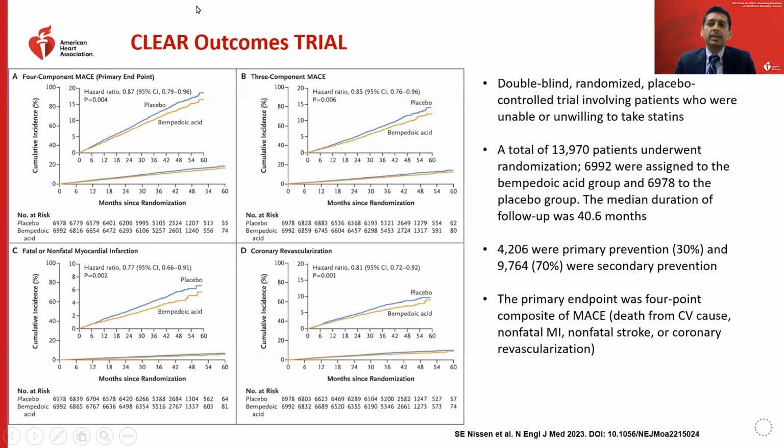This was a double-blind, randomized, placebo-controlled trial involving patients who were unable or unwilling to take statins due to statin intolerance. There was a total of about 14,000 patients who underwent randomization, about 7,000 assigned to bempedoic acid, and another about 7,000 assigned to placebo, with a median follow-up of about 40.6 months. About 4,000 patients were in the primary prevention setting, so they've not had an event, and most of them, 70%, were established ASCVD patients. The primary endpoint was a 4-point composite of MACE, including death from a cardiovascular cause, non-fatal MI, non-fatal stroke, and coronary revascularization.